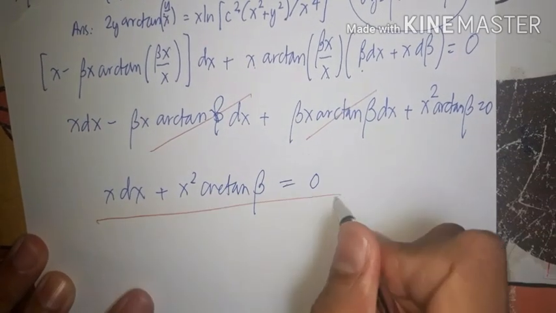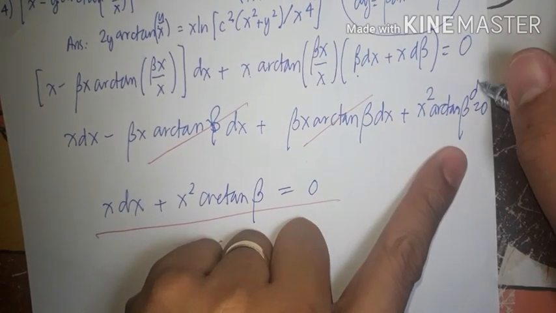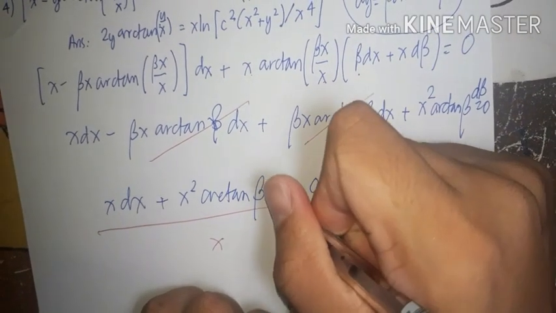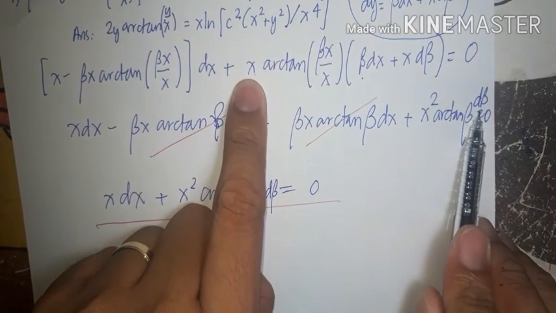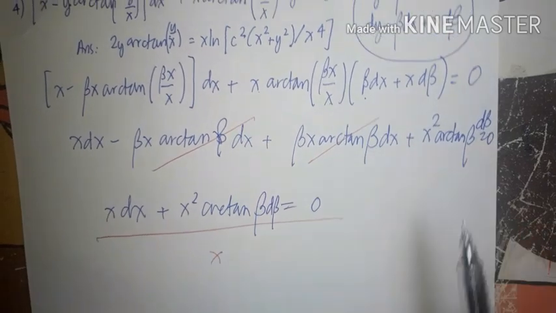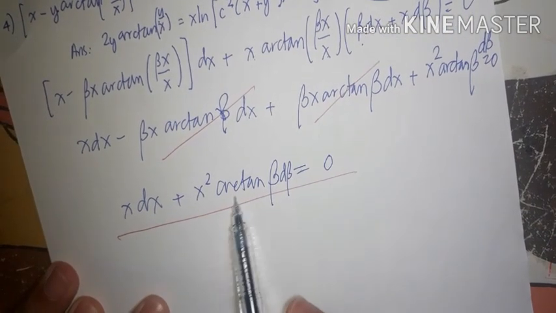So, it's ready na siya para sa ating mahiwagang... I forgot the d beta rito pala. Dapat may d beta, kasi i-multiply siya doon. So, ready na siya for variable separable. So, arctangent beta d beta.